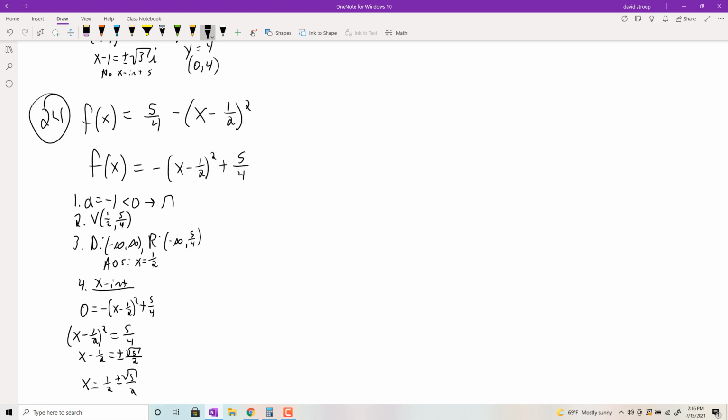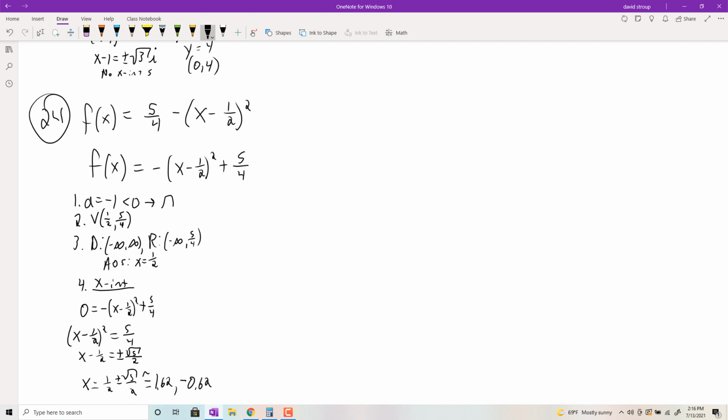I need to be able to plot these, so I'm going to get some decimal approximations. 1/2 plus square root of 5 over 2 is about 1.62. 1/2 minus square root 5 over 2 is about negative 0.62.